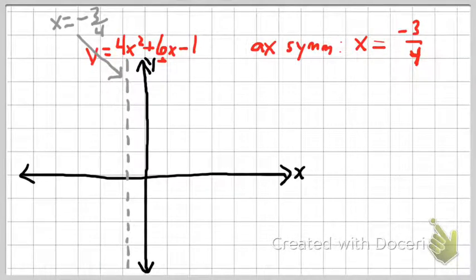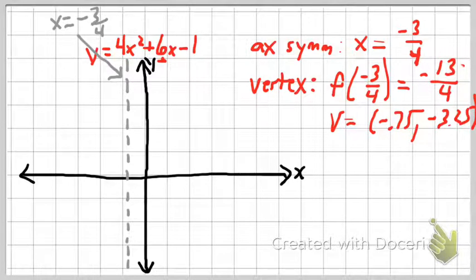Then of course the next thing is to find out where the vertex is along that line. So here's that. If you plug in negative 3/4, you get negative 13/4. You can use your calculator to help you out with that. And as a decimal, which is kind of helpful for knowing where to graph, you get negative 0.75 comma negative 3.25, which is right here. Okay, and then the last thing that I'm going to do is find the y-intercept.